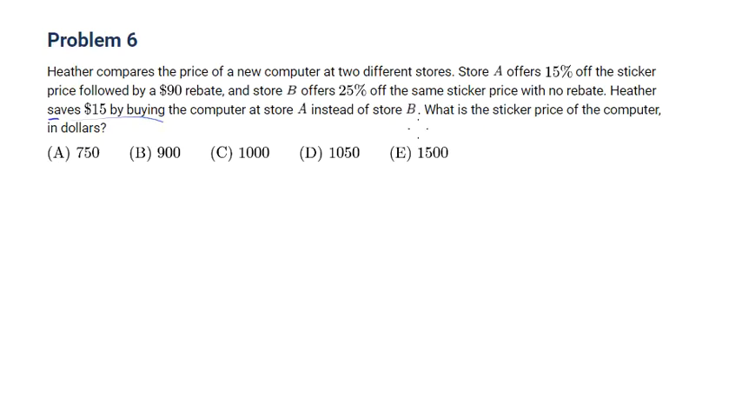Okay, let's see. The sticker price of the computer is C. Okay, C for computer. Also because C is the best letter. Nobody challenges, C is the best letter. It's not useless or whatever. Store A offers 15% off the sticker price. Alright, so if it's 15% off, then there's 85% that's not off. Followed by a 90% rebate.